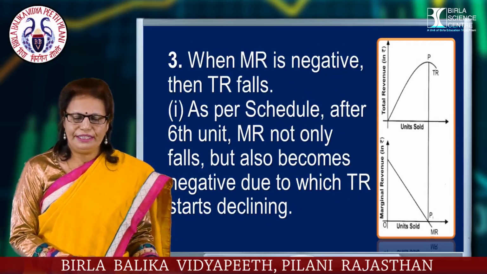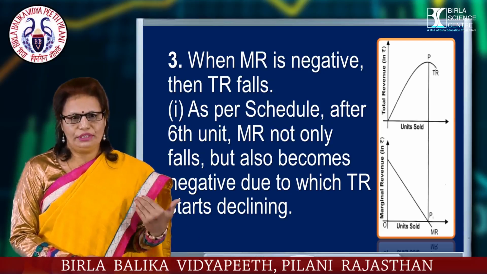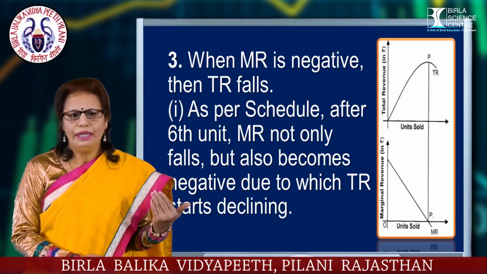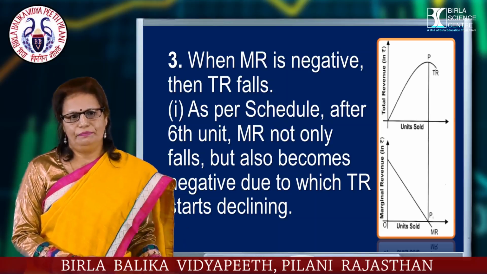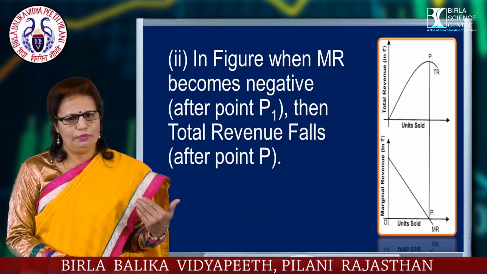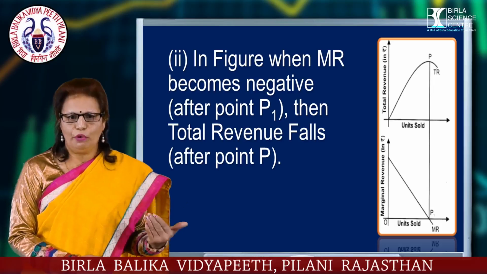When MR is negative, then TR falls. As per the schedule, after the 6th unit, MR not only falls but also becomes negative, due to which TR starts declining. In the figure, when MR becomes negative after the point P1, then total revenue falls after the point P.